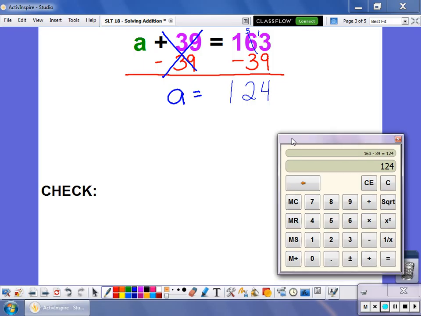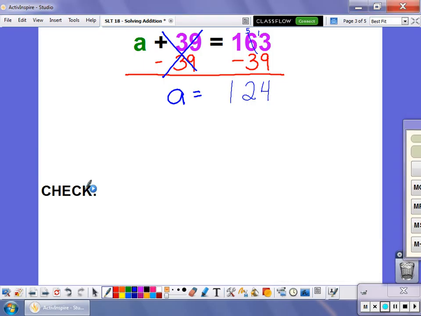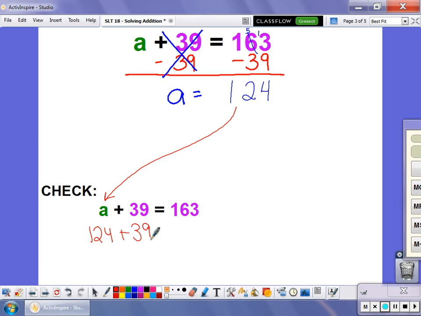Now, I still want you to check your work. So, in order for us to check, we start with our original equation. Then we're going to take this value for A and plug it in here. So I have 124 plus 39, and that should equal 163. Now again, you can do this by hand, 124 plus 39, and see if it does in fact equal 163, which it does. So we would say, yep, this problem checked out.